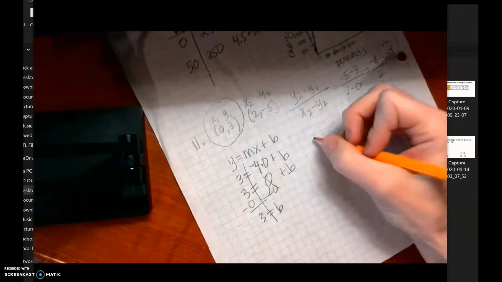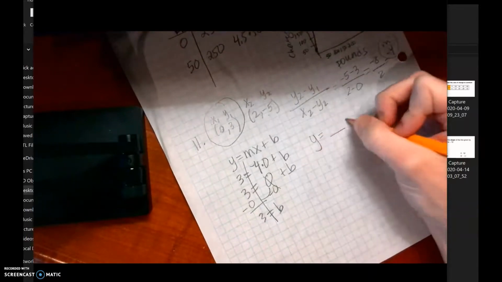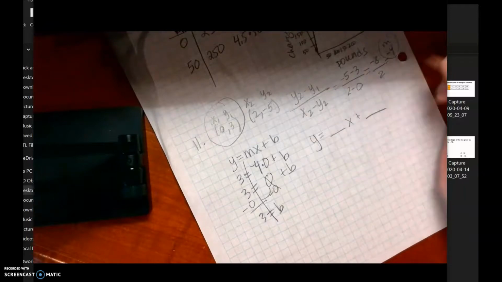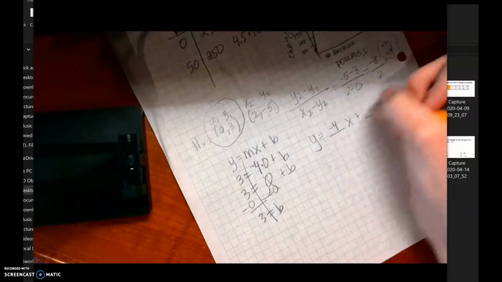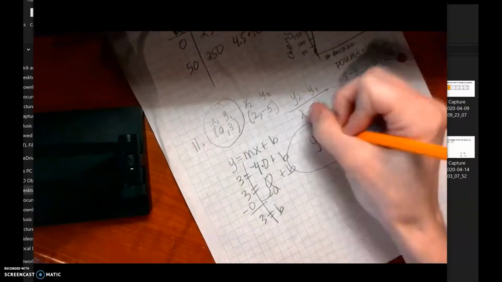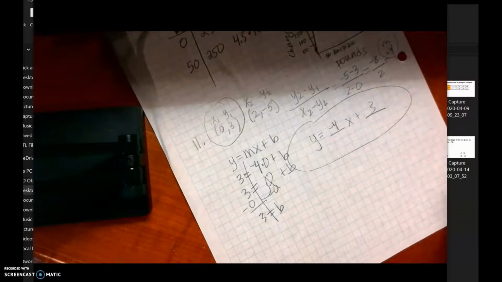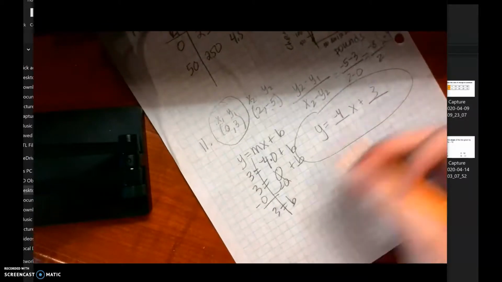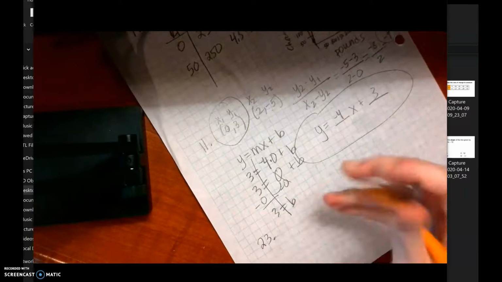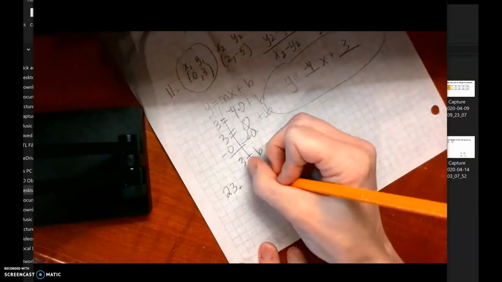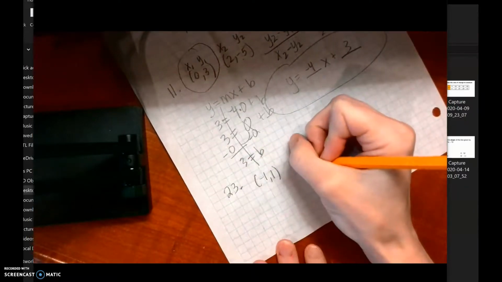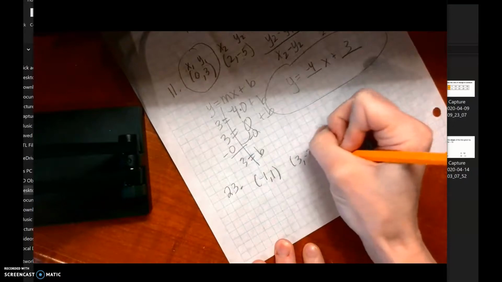My final answer is to write my equation, y equals mx plus b. m is -4, and b is 3. This is my answer right here. That's the equation in slope-intercept form. I'll do one more like that. I'll do number 23. We've got (-1, 1) and (3, -3).